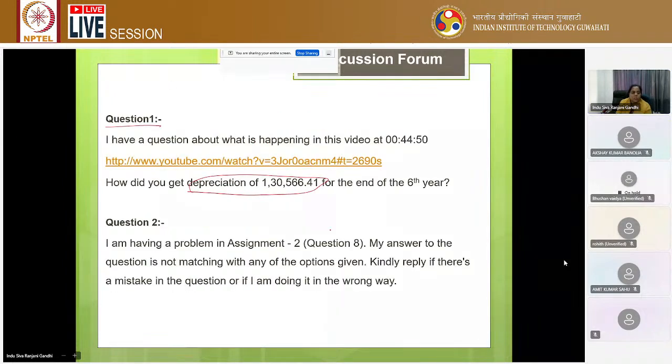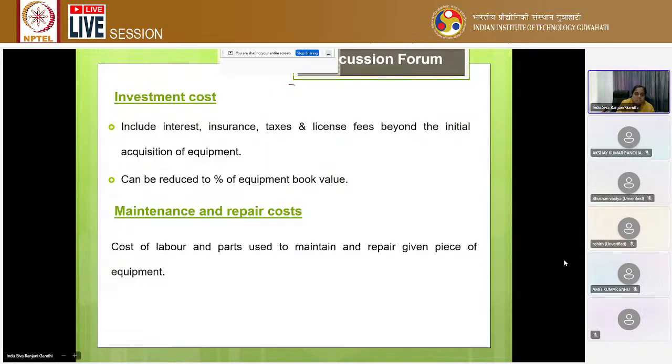There was one doubt in assignment 2, question 8. He was finding difficulty in finding the option. Basically, there was an error from our end in posting the options for that particular question. So I hope this question will be neutralized; it won't be considered. There was an error in the options posted in the portal. Now let us see which is the correct answer for that particular question.